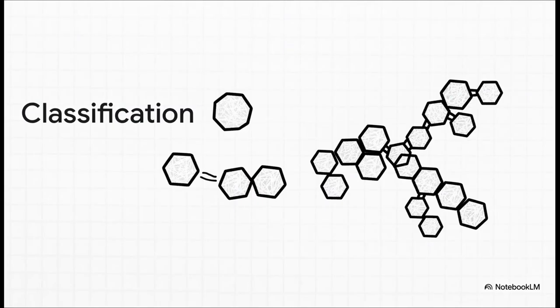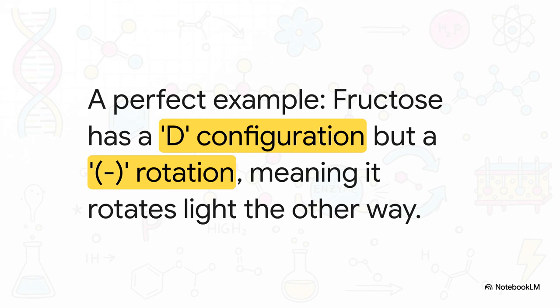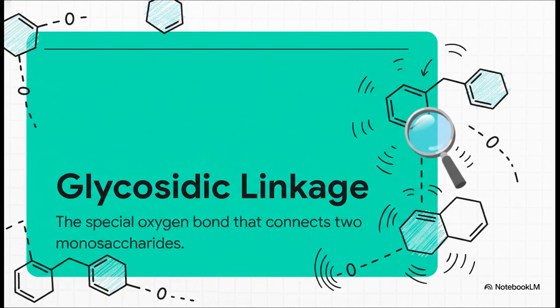We also group them by size. Do they break down into a few units or many? Now, this is super important. D describes the molecule's shape, while the plus sign describes its behavior. Take fructose, it has that D configuration, but it actually rotates light the other way. So how do these simple sugars connect? They use a special oxygen bond called a glycosidic linkage.